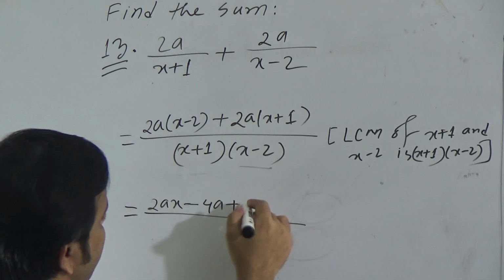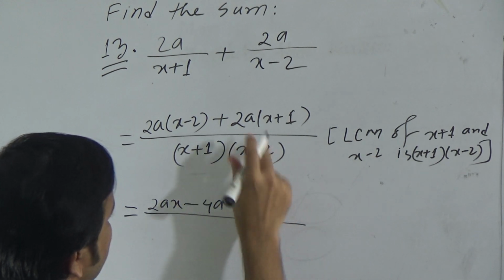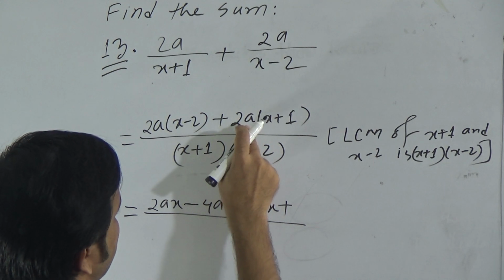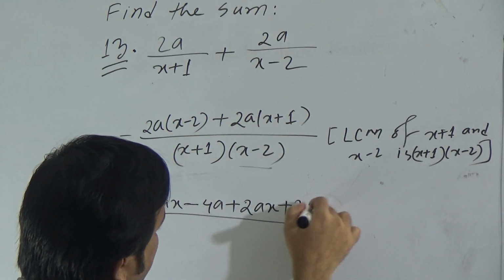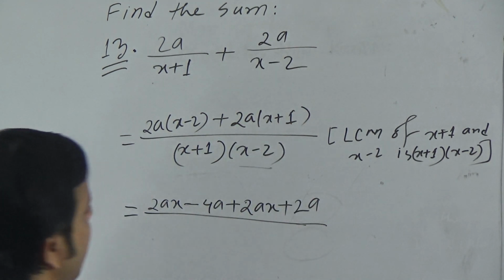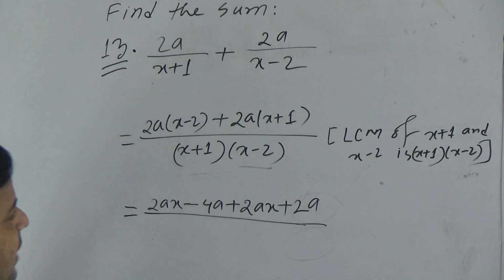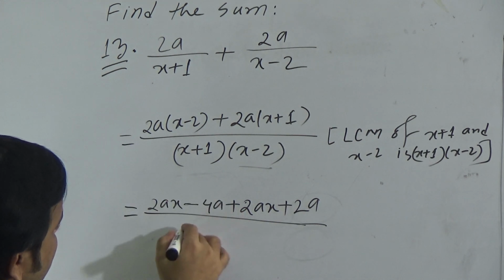Now 2a into x means 2ax, and plus if we multiply we will get plus. This will be 2a into 1 means 2a. As multiplication of any number or expression by 1, that will remain same.